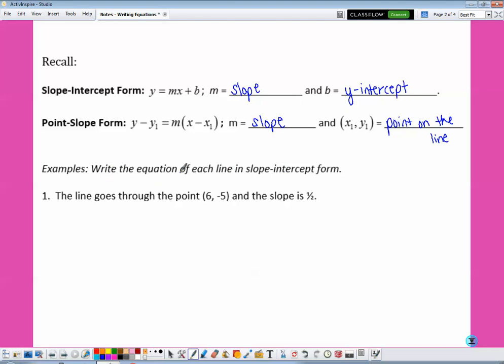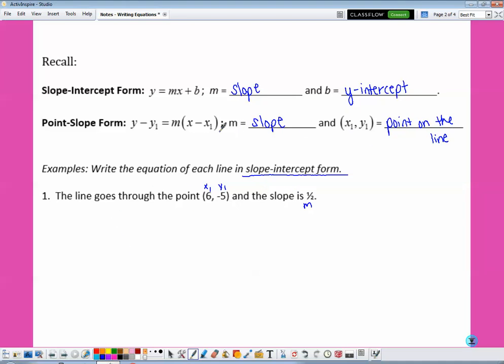So write the equation of each line in slope-intercept form. So our final answer is going to be in y equals mx plus b form. The line goes through the point (6, -5), and the slope is 1/2. So that's our m. And since we're given a point, this is our x1 and our y1.